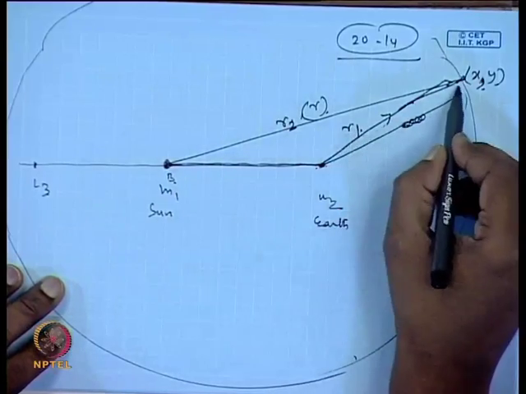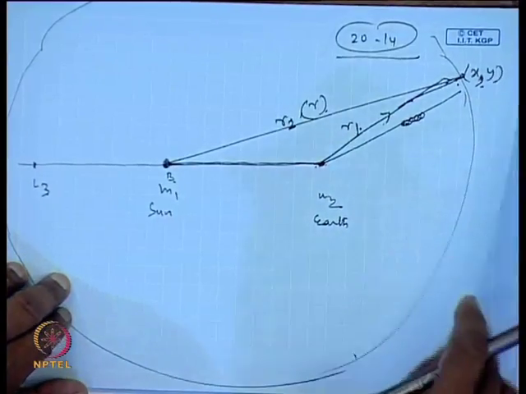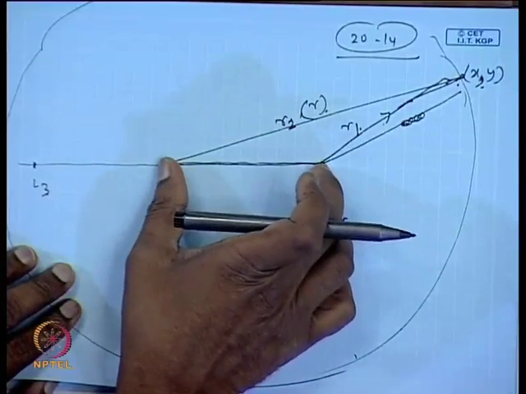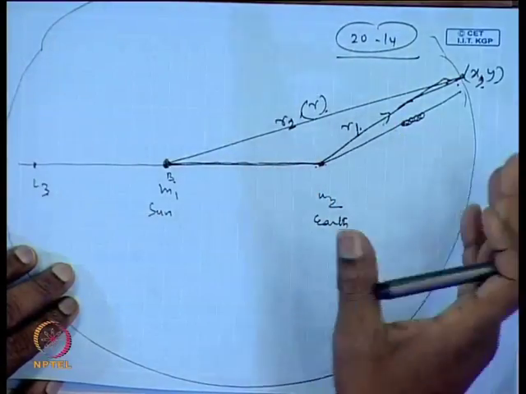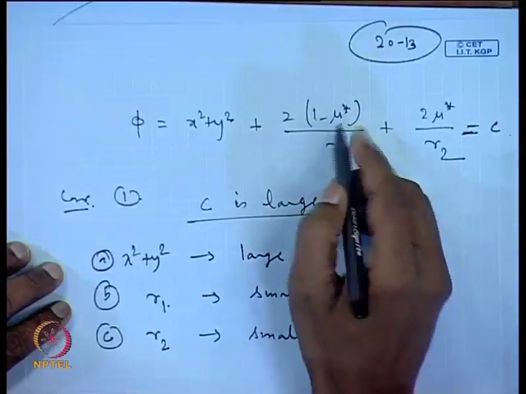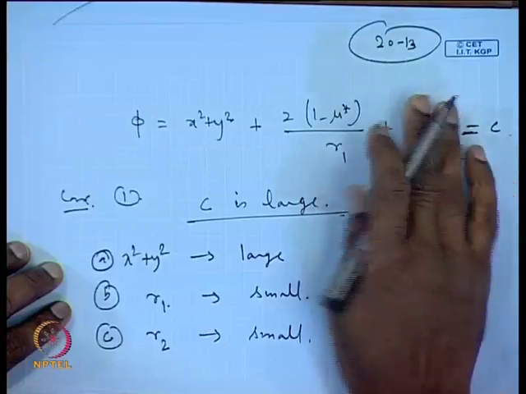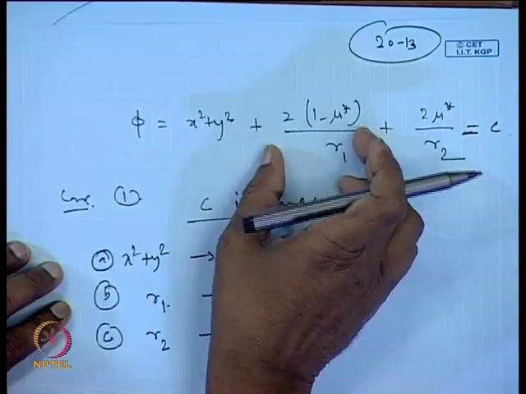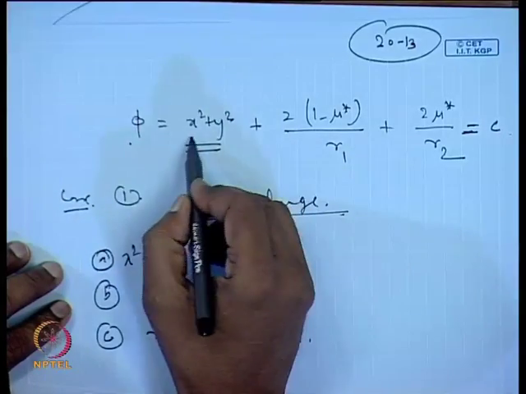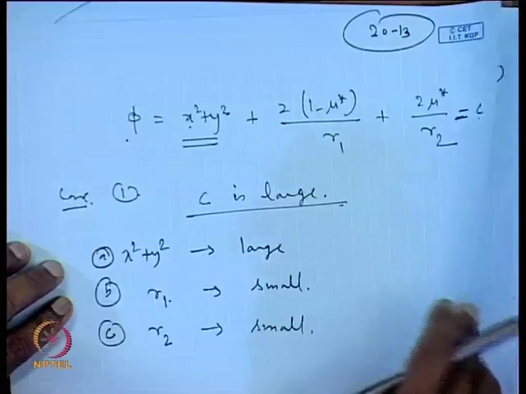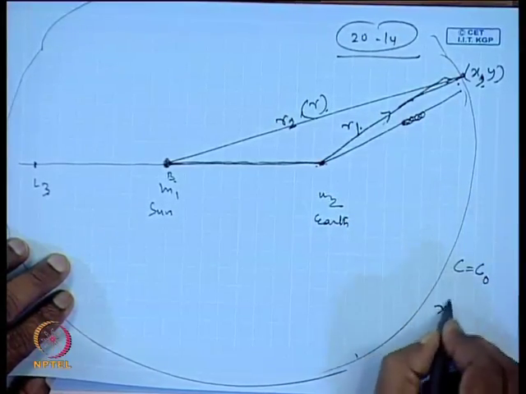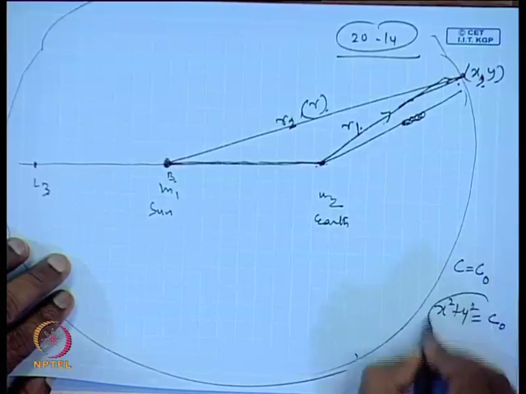So, R1 and R2 become large here. This distance is unity and this distance is unity, so we are taking a circle of radius greater than unity, and the quantity is quite large. If c is large, then this quantity is nearly equal to 1 and this quantity is almost 0. This quantity is very small and R1 is large, so this quantity also becomes small. So, mainly the contribution comes from x square plus y square, which becomes equal to c. This describes the equation of a circle. So, we can write c equal to c0, and this becomes x square plus y square equal to c0.